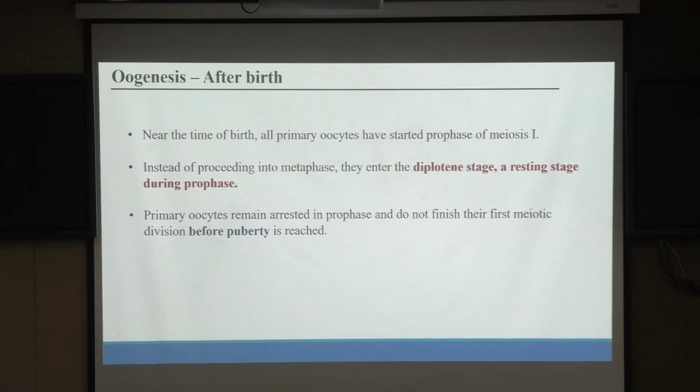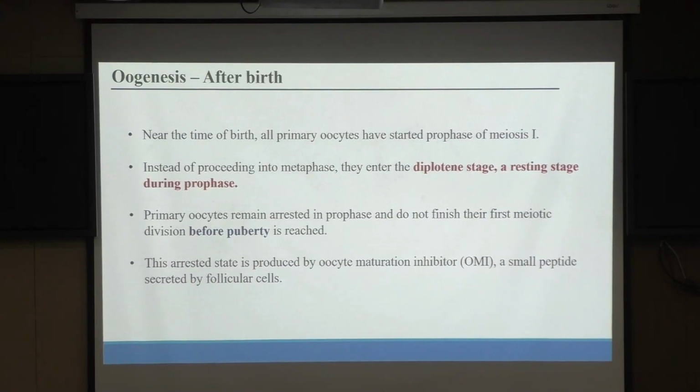So when they start ovulating, the first meiotic division gets completed. The meiotic division started before birth in the primary oocyte. It got arrested in a prolonged prophase of meiosis 1, and this first meiotic division gets completed only before ovulation. Only before ovulation. Okay, so this is the main thing you have to understand in oogenesis.